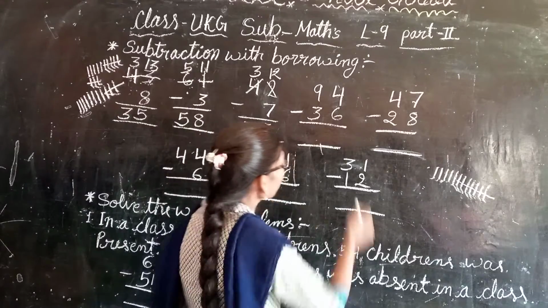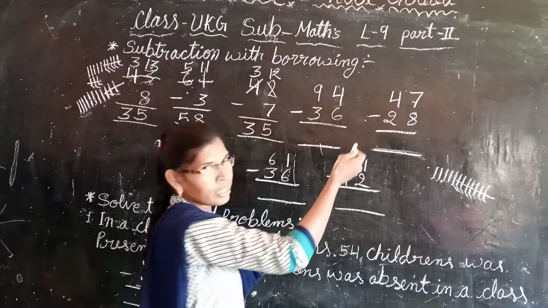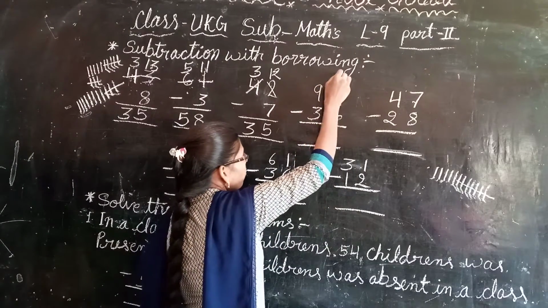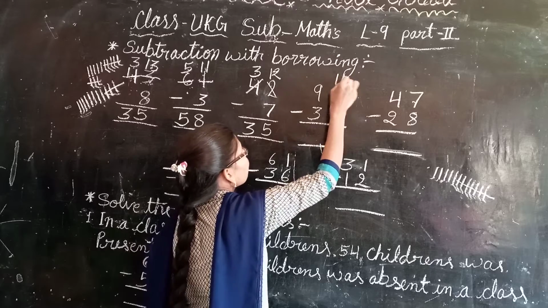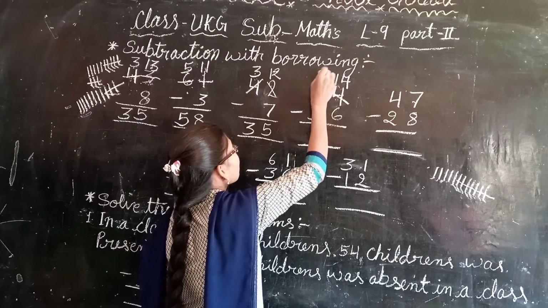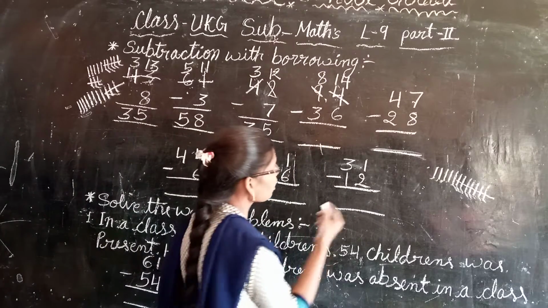And next you see here 4 and 6. The 4 cannot cut 6, so the 4 has to borrow a number from 9. Number 9 will give 1, and this 4 together becomes 14, and number 9 becomes 8. Now out of 14 we have to cut 6 lines.